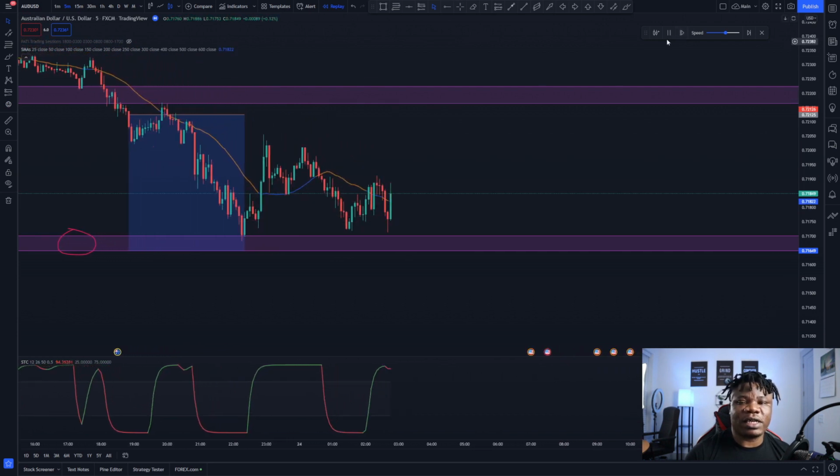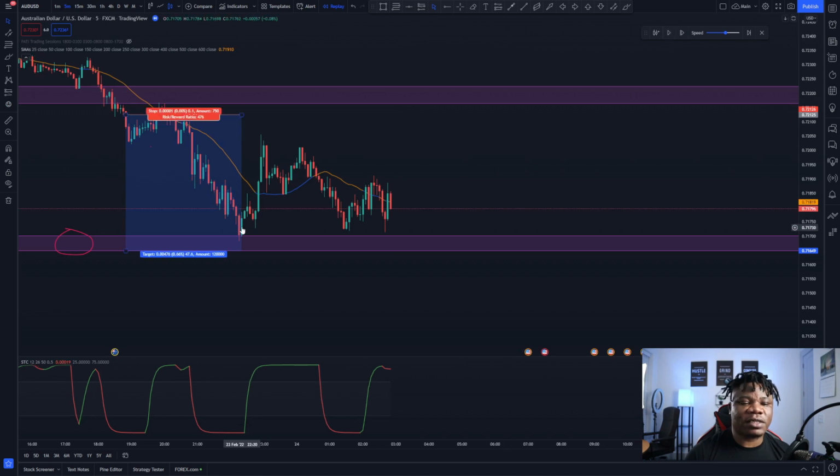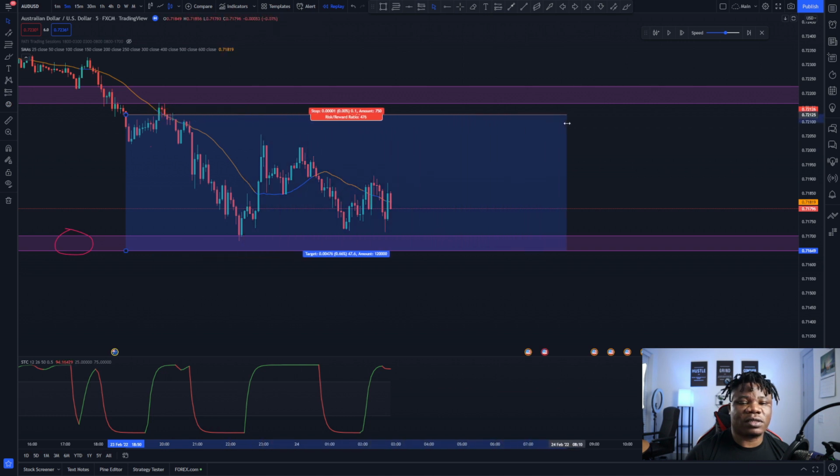Just look at that, guys. So in this case right over here, we can actually see that we only had 25 pips here, but we're actually still in the trade. So let's keep looking here. So what I'm gonna do here is move this stop loss and widen this a little bit here. So let's keep looking here.